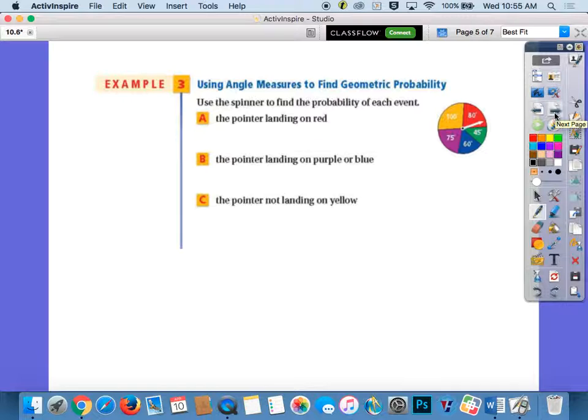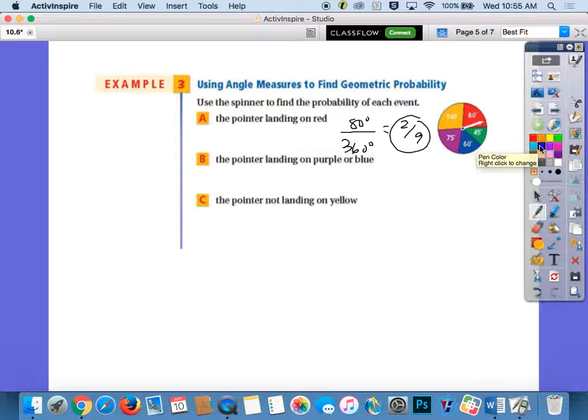Use the spinner to find the probability of each event. So this is what I was saying before when it talks about the degrees. We're looking actually at the arc length, not the area of the sector. We'll deal with the area in a few minutes. So we want to find the probability of the spinner landing on each event here. Okay, so we know that our sample space is going to be 360 degrees. And each of these is given a different degree. So the probability of the pointer landing on red is 80 degrees out of that 360 degrees. So simplify that and you get 2 out of 9.